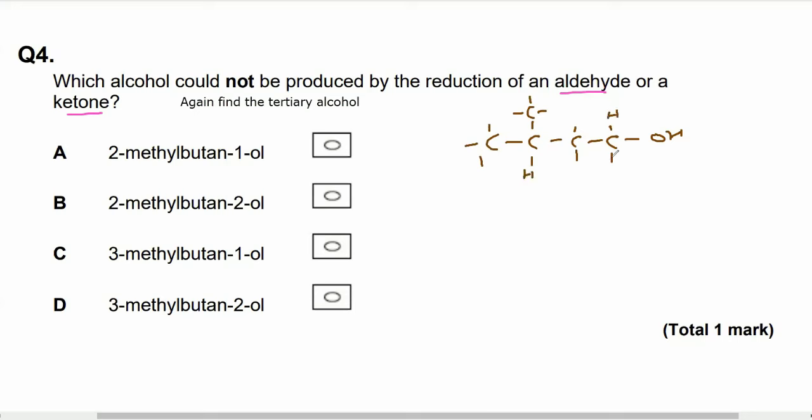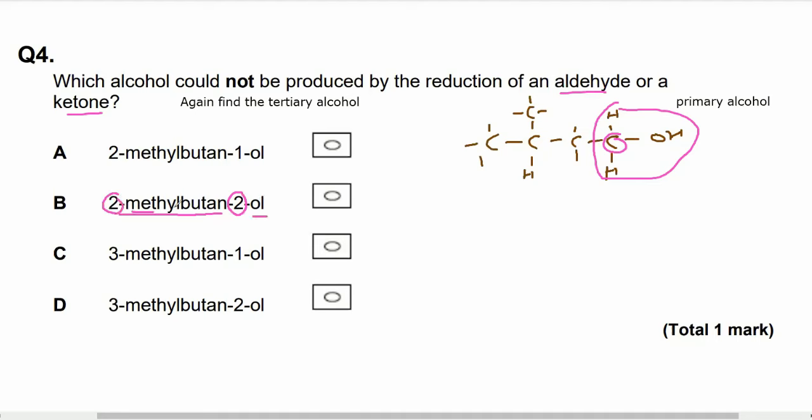Now let's look at the first one, 2-methylbutan-1-ol. Look at that. The hydroxy, or the alcohol group, has 2 hydrogens attached. This means it's a primary alcohol. See it there? That's right, that came from an aldehyde. Okay, let's look at the second one. We've got 2-methylbutan-2-ol.